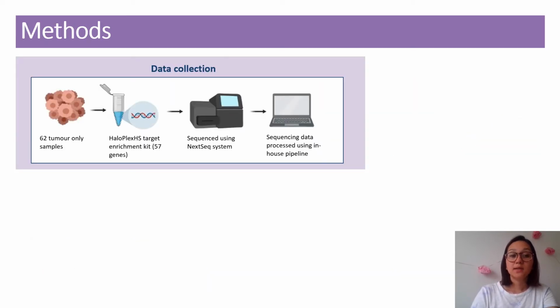So we had 62 tumor-only samples. These were splenic marginal zone lymphoma samples, and it's quite a rare cancer, so that's why we didn't really have any normal tissue. And they were processed using a targeted panel, so we only looked at 57 genes. They were sequenced using a NextSeq system, and then the sequencing data was processed using an in-house pipeline.